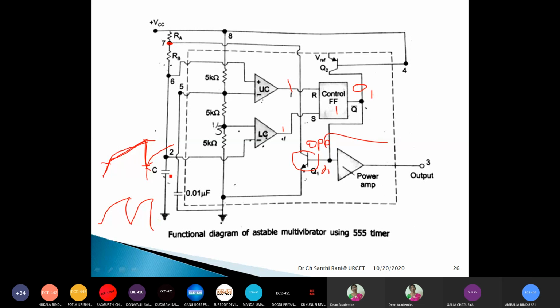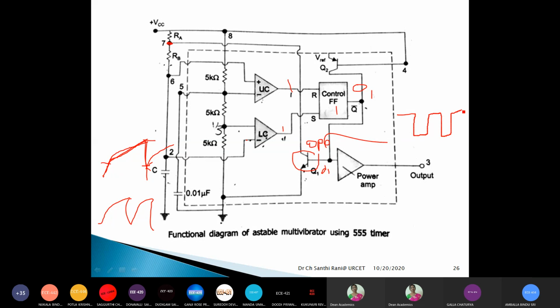That means the charge and discharge of the capacitor is making the voltages available at the lower comparator and upper comparator different values. Accordingly, the upper comparator and lower comparator give their outputs, and finally the control flip-flop will be giving either output 0 or 1. So finally what will happen? During the charging process, output is 1, and during the discharge process output will be 0, again 1, again 0.